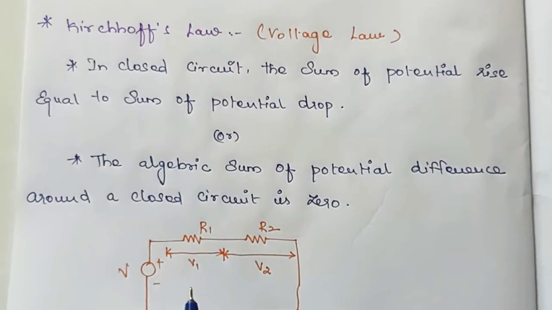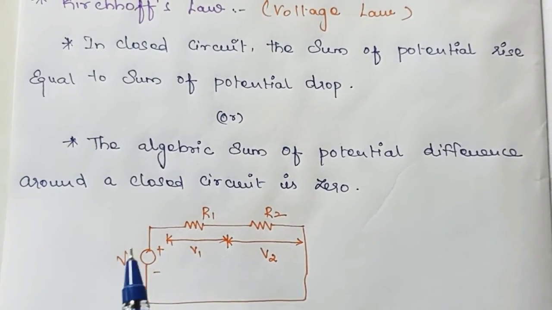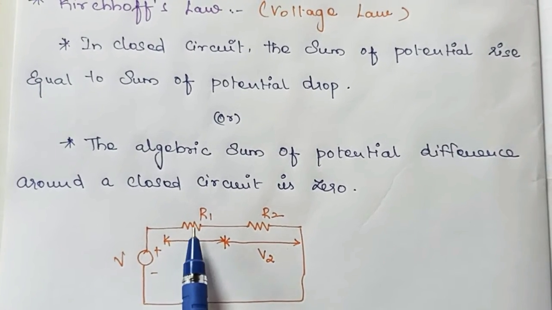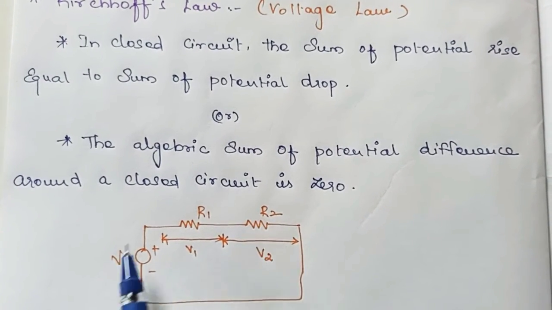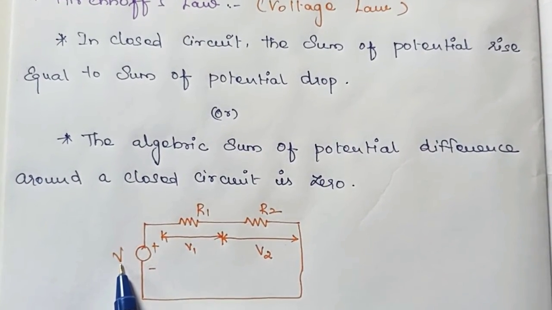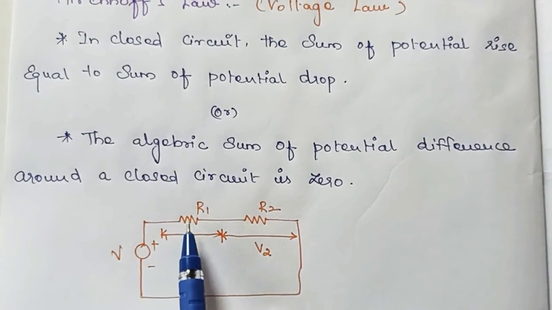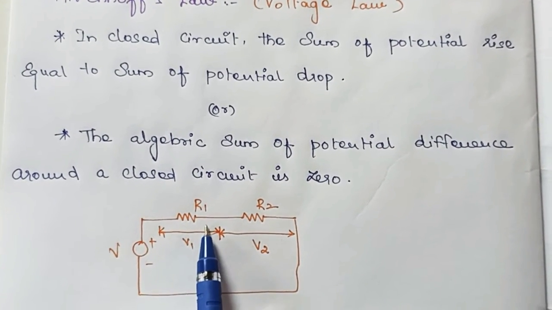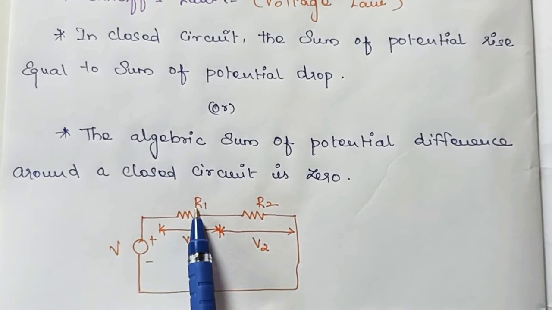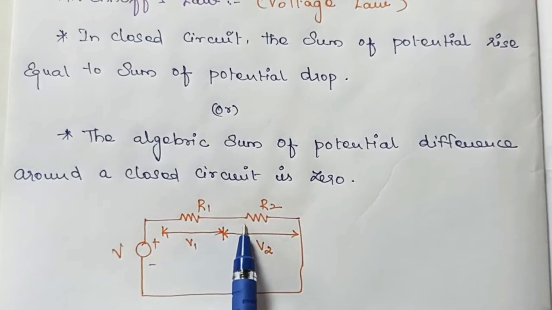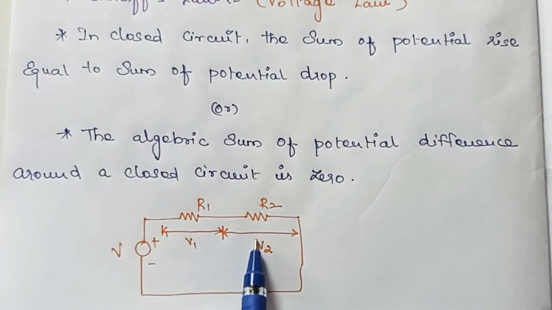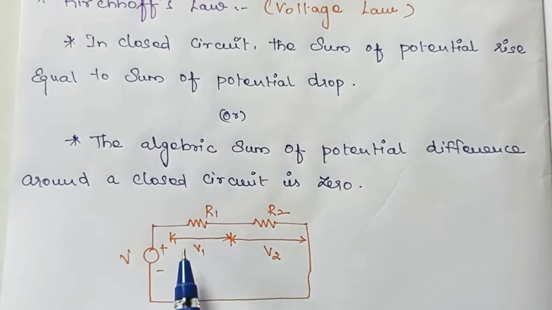For example, see this simple circuit. R1 and R2 are connected in series. The voltage is applied to this circuit. So the potential difference across the resistor R1 is V1 and the potential difference across the resistor R2 is V2.